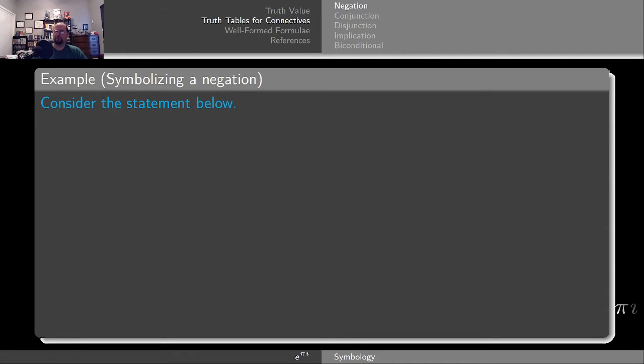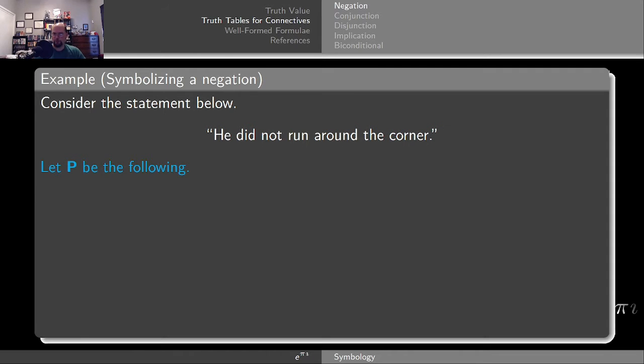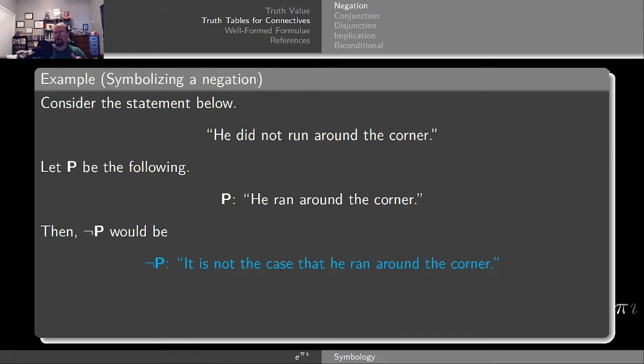So let's run an example of actually symbolizing this negation. So let's consider the statement below. He did not run around the corner. So what I'm going to do is I'm going to let P, the original statement, be the following, the positive statement, if you will. Basically the statement without the not, which is he ran around the corner. So here's how I'm defining P. Thus, negation of P would be explicitly this. It would be, it is not the case that he ran around the corner. Equivalently, you can shorten this down to being he did not run around the corner, symbolizing the original sentence at the top.